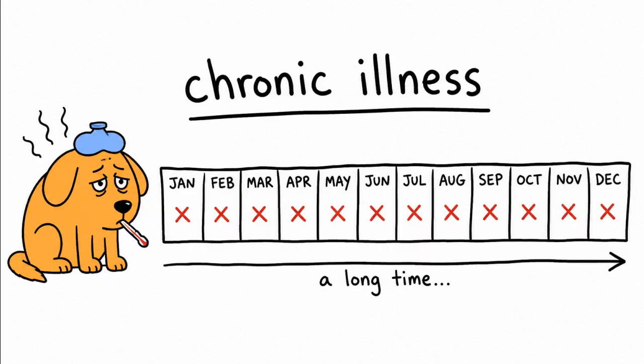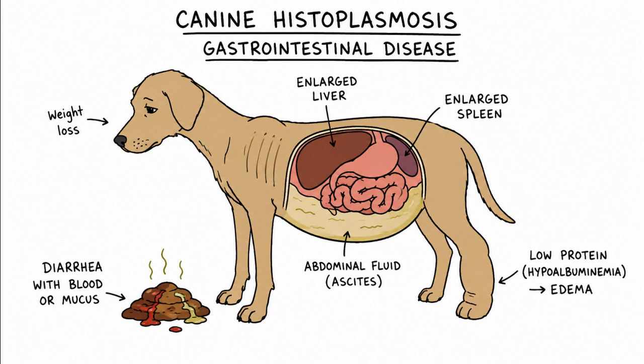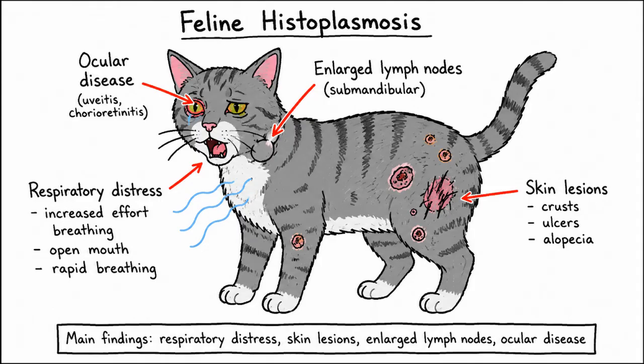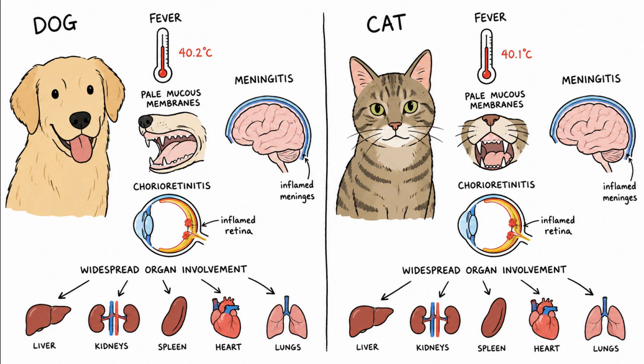Histoplasmosis more often causes chronic illness. Dogs commonly develop gastrointestinal disease with weight loss, diarrhea, blood or mucus in the feces, protein loss, enlarged abdominal organs, or ascites. Cats often show respiratory distress, skin lesions, enlarged lymph nodes, or ocular disease. Either species may develop fever, pale mucous membranes, chorioretinitis, meningitis, or widespread organ involvement.